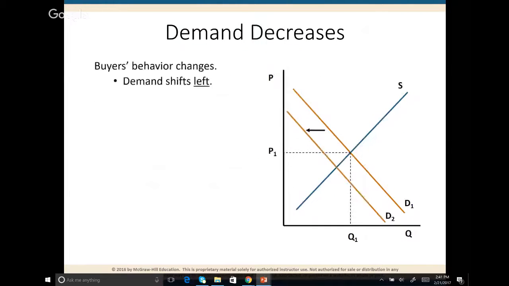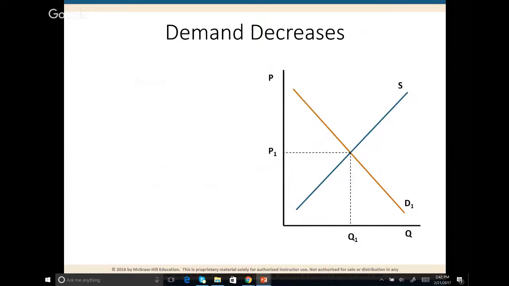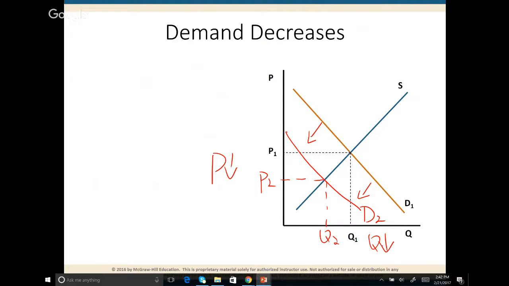And then next, demand is decreasing. So let's shift it to the other direction. So shifting to the left, so D2. At D2, this is your new quantity Q2, new price P2. So looks like price is going down, quantity is going down.